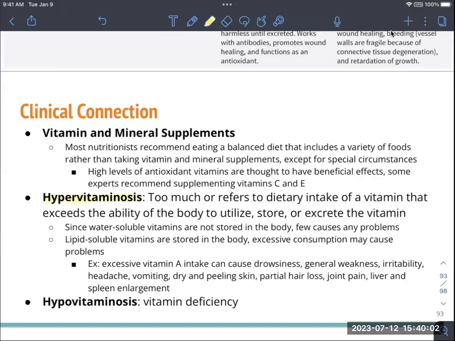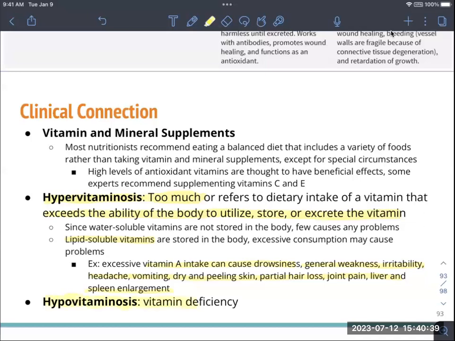Hypervitaminosis. This is if you get too much of specific vitamins, and it actually exceeds the ability of the body to utilize, store, or excrete. This usually happens with lipid-soluble vitamins. They do get stored. So if you take too much, it can actually cause problems. Like too much vitamin A can cause drowsiness, weakness, irritability, headache, vomiting, peeling skin, hair loss, joint pain. There's a lot of different things that excess vitamins can cause.